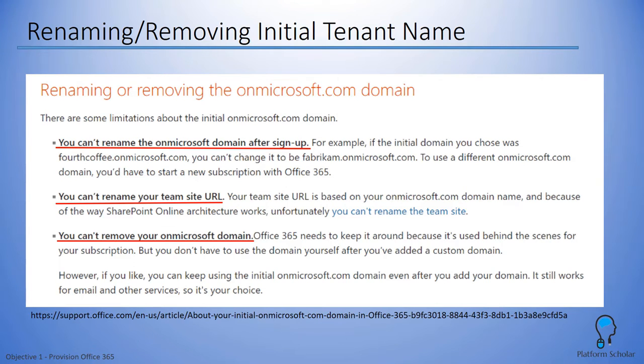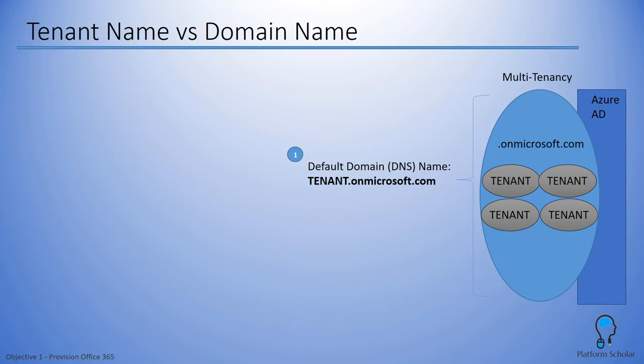So just to reiterate, you can't rename the onmicrosoft.com domain, you can't rename your team site URL, and you can't remove your onmicrosoft.com domain. As you will see, however, this is not usually an obstacle or roadblock to moving to Office 365. So when you sign up for Office 365, Microsoft is provisioning a tenant in the onmicrosoft.com domain namespace, which is hosted in Azure Active Directory. That means all the user accounts and resources that we'll be creating in Office 365 will have Azure Active Directory user objects and resource objects.